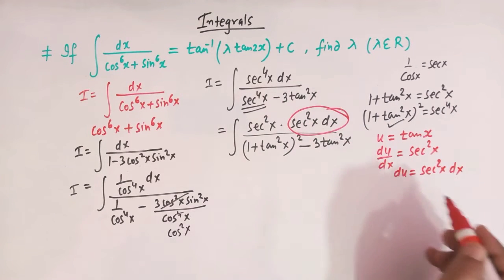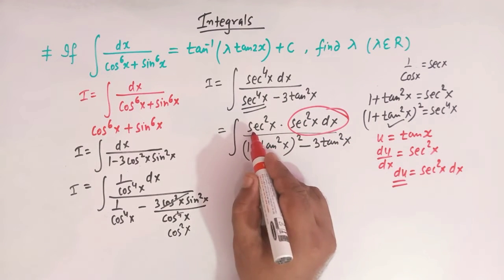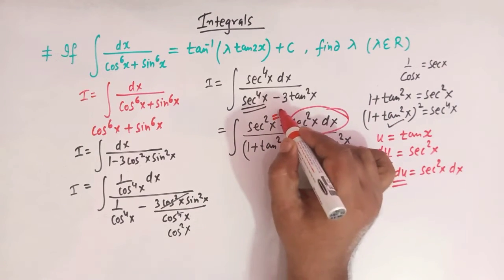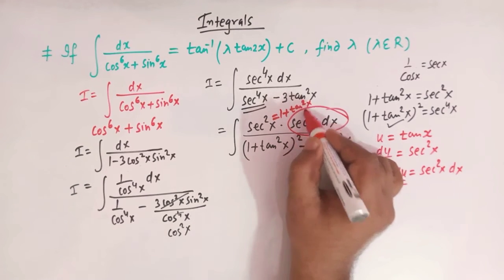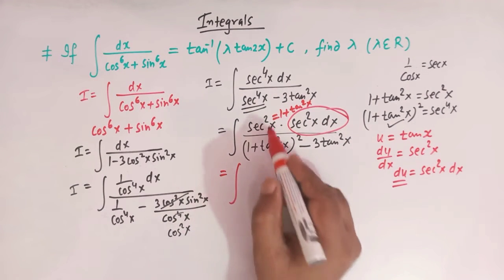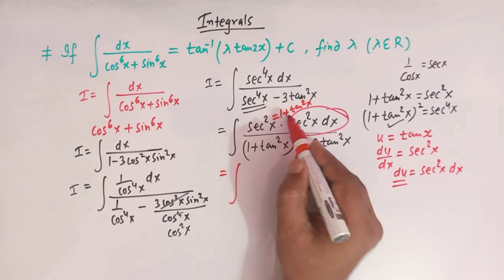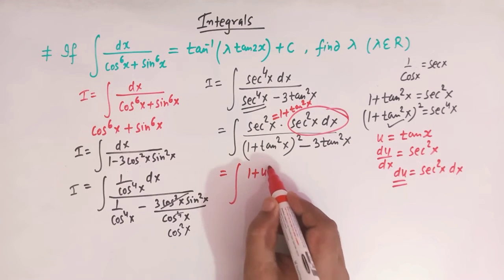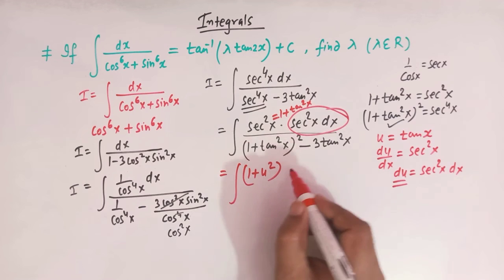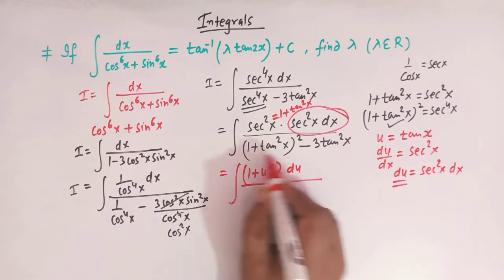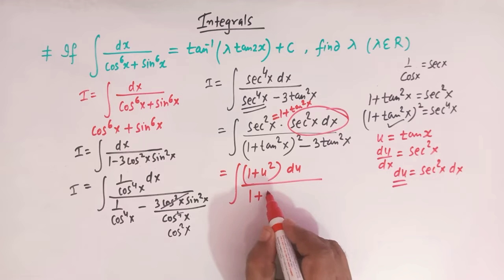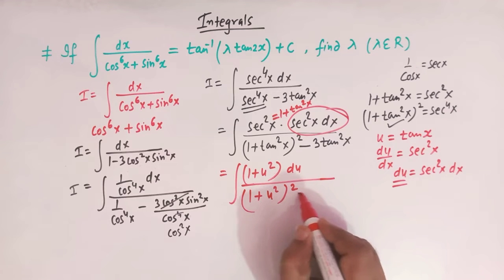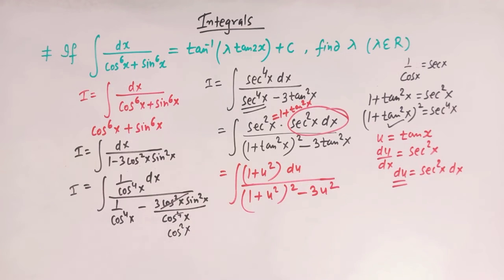So here we'll have du, and for sec square x we have this identity, that is 1 plus tan square x. So now we can write, for sec square x we have 1 plus tan square x, and tan x is equal to u, so we have 1 plus u square, and here we have du, and in the denominator we have 1 plus u square raised to whole square, and then we have minus 3u square, right?